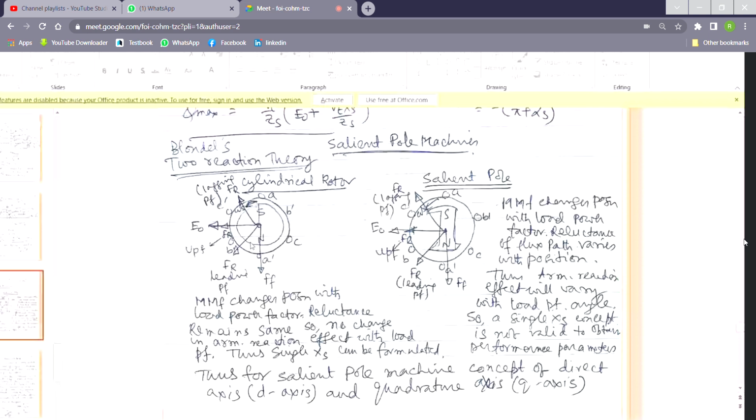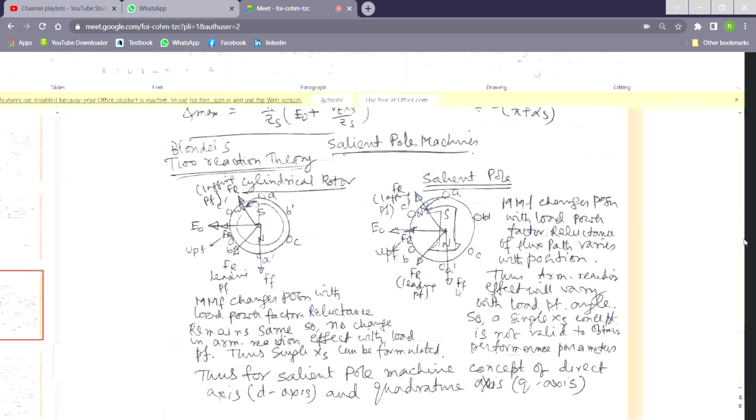First one is along the field axis, which is known as the direct axis or D axis. The other axis is along the quadrature to this axis, which is why it is known as the quadrature axis or Q axis. This axis will always be along the E0 phasor, because E0 is always across this field MMF. It's lagging the field by 90 degrees for generators. So Q axis is the normal axis and D axis is normally the field axis.